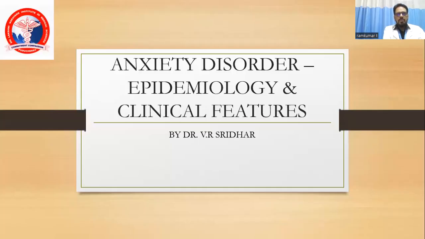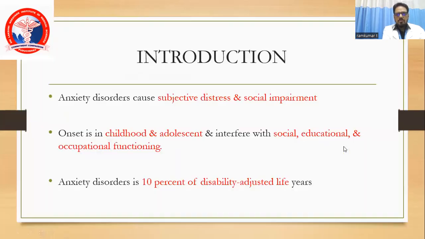Anxiety disorder, epidemiology and clinical features. Introduction. Anxiety disorders cause objective distress and social impairment. Anxieties in childhood and adolescence interfere with social, educational, and occupational functioning. Anxiety disorders account for 10% of disability adjusted life years.